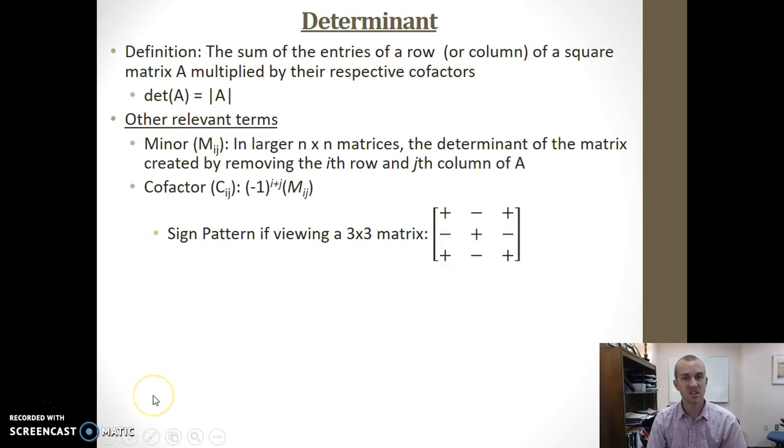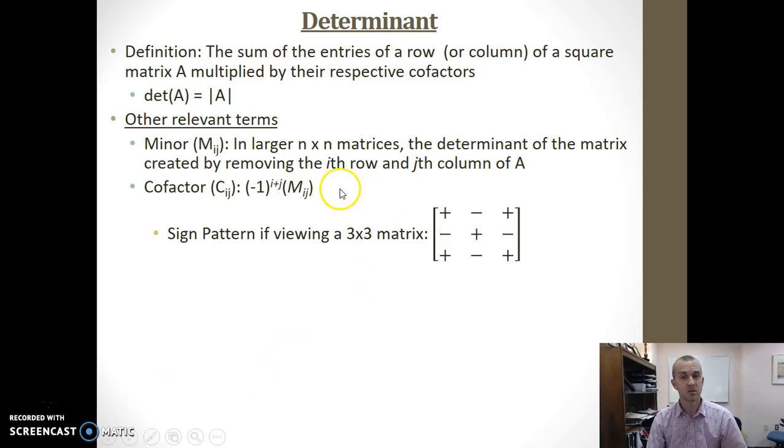Now the next term is the determinant. Now we often use determinant in certain situations, and we don't often talk about, well, what is the determinant? The determinant is the sum of the entries of a row or column of a square matrix A multiplied by the respective cofactors. There's a lot of words in there that are important to pull out.